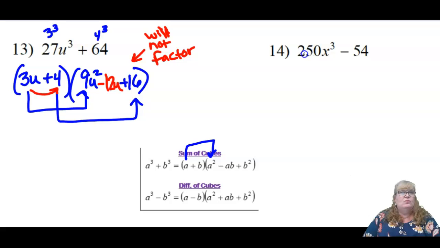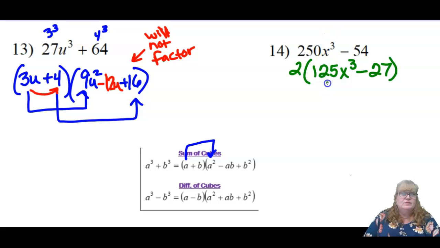All right. Ooh, we've got a trick here. I think we can take a 2 out of those at least. That'll be 125x cubed minus 54 divided by 2 is 27. Now these are numbers that are perfect cubes. This is 5 cubed. And this is 3 cubed. Okay? So I had to keep my 2 out front.